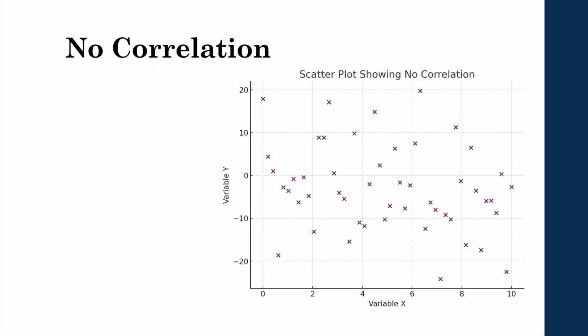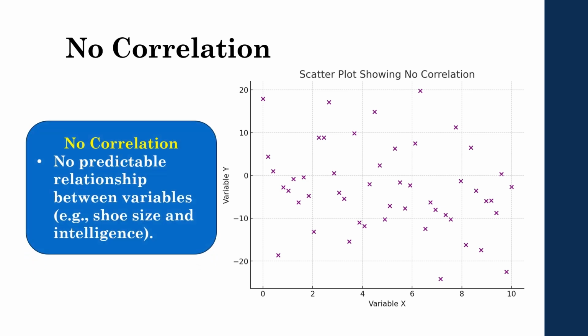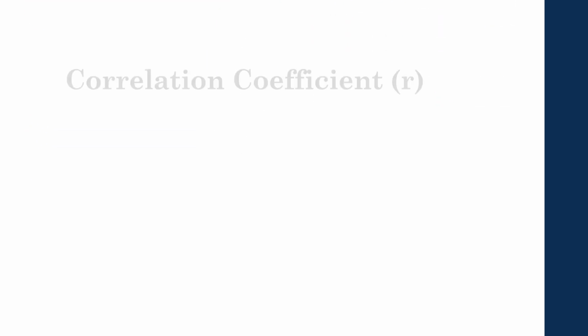When two variables have no correlation, there's no discernible pattern in how they move together. For example, shoe size and intelligence are unrelated, meaning changes in one have no effect on the other. In a scatter plot, this lack of relationship is shown by points scattered randomly with no clear trend. Recognizing when there's no correlation is just as important as identifying positive or negative correlations, as it helps avoid making incorrect assumptions about data relationships.